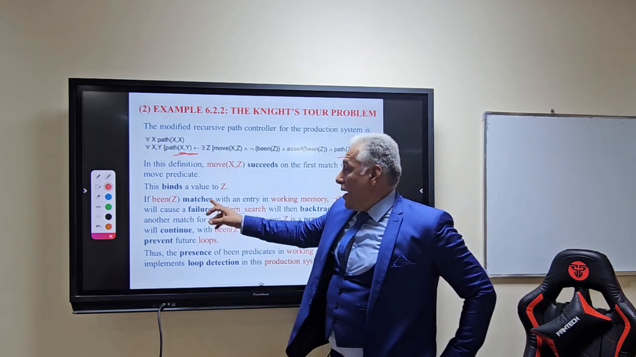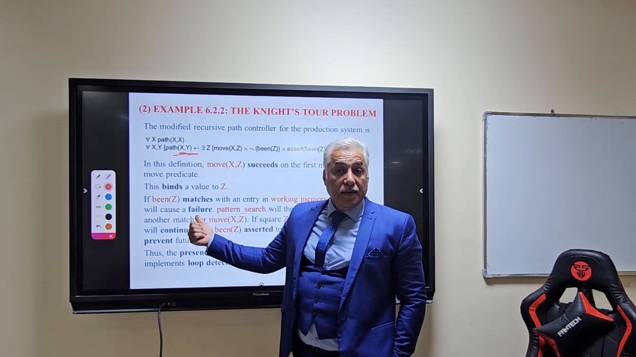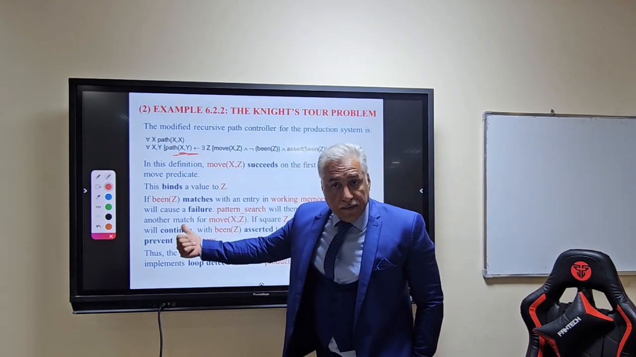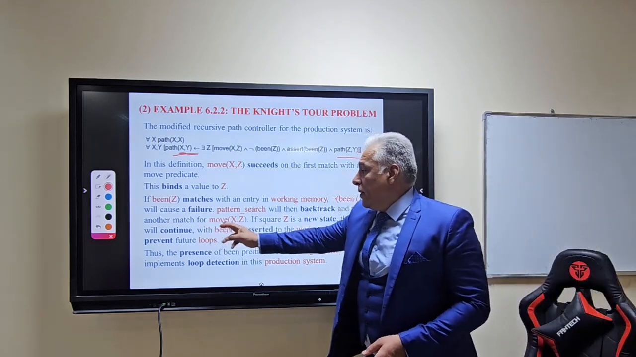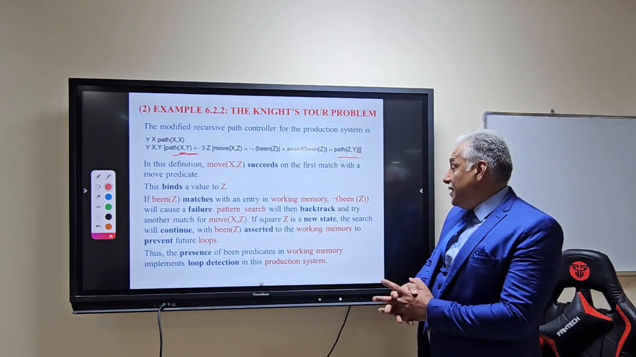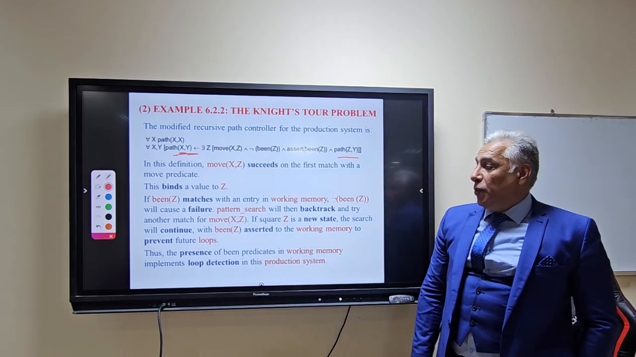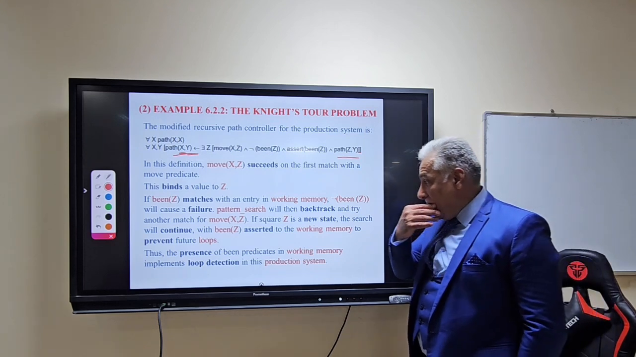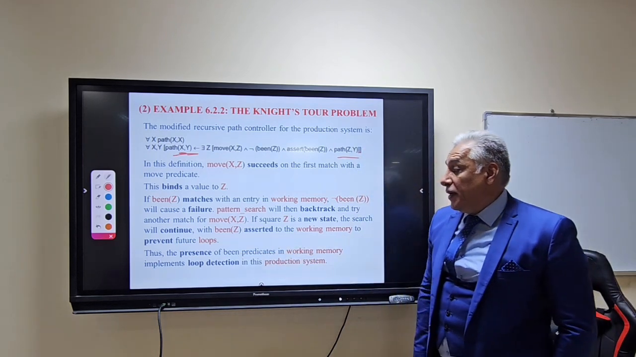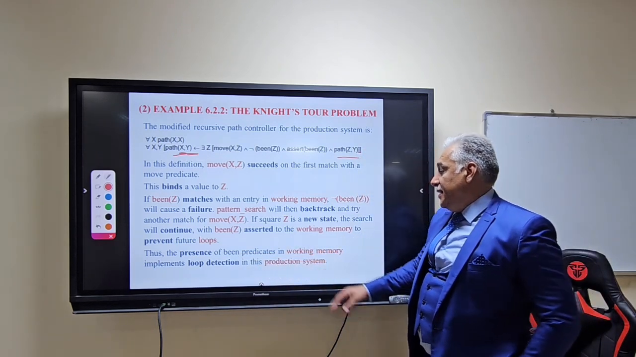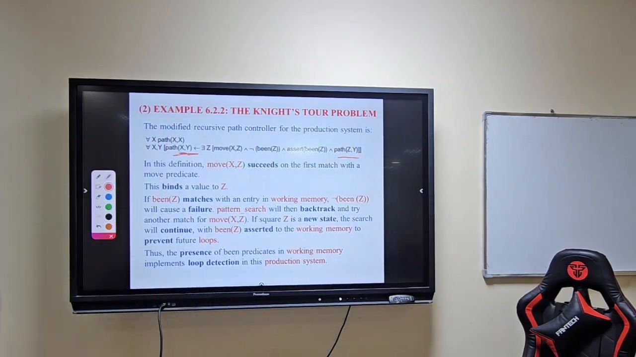If pin Z matches an entry in working memory, not pin Z will cause failure. Pattern search will then backtrack and try another match for move X Z. If square Z is a new state, the search will continue with pin Z asserted to working memory to prevent future moves. Thus, the presence of pin predicates in working memory implements loop detection in these production systems, and this prevents the loop from happening another time.